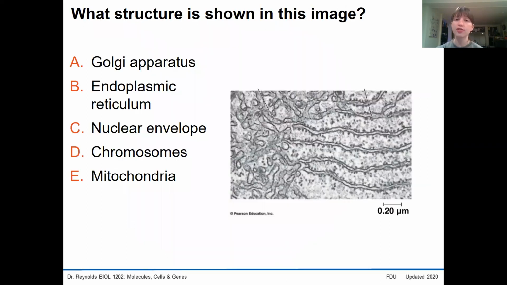So what structure is shown in this image? Well, even though you've seen this image before, hopefully you'll recognize that this is an endoplasmic reticulum. We're showing you both the smooth and the rough ER here, where the rough ER is the only membrane studded by ribosomes, which immediately picks this out for you as an endoplasmic reticulum.